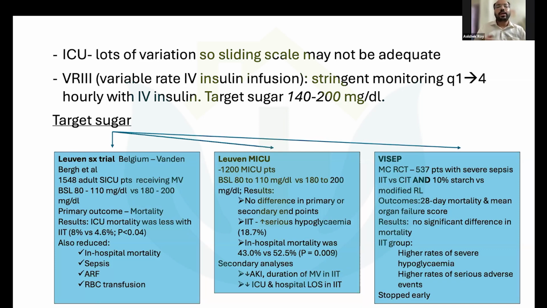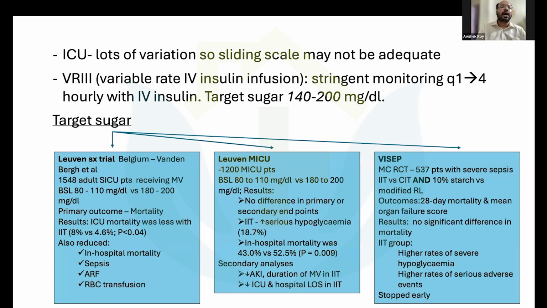There was a time when they started really rigorously keeping sugar levels to a lower limit. But there were many drawbacks to this trial. One is that it was a pure surgical trial, so it was done in patients in a post-surgical unit. And if you go through the methodology, you will find multiple loopholes.